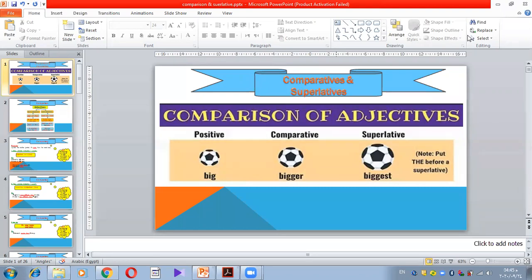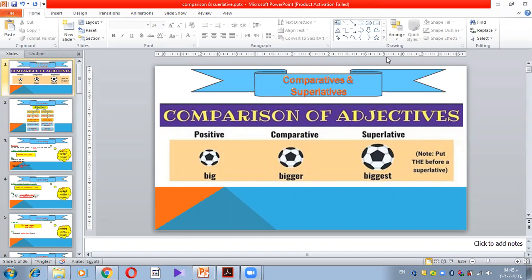Hopefully everything is great. Today's session is about comparatives and superlatives. How can we use them in English? And what is meant by these two words? Okay.